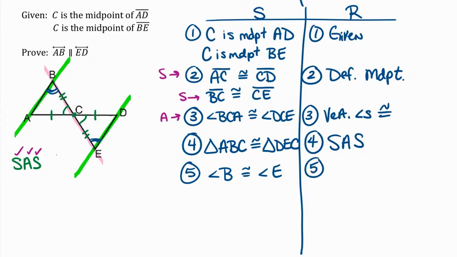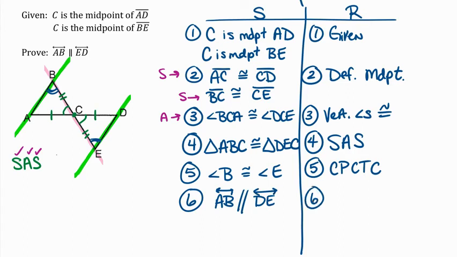And our reason would be that they are corresponding parts in congruent triangles. So they're congruent, or CPCTC. Now that I know those two angles are congruent, I can now say that line AB is parallel to line DE. And my reason, if you remember this back from a couple units ago, is that if I know alternate interior angles are congruent, then that means that I have parallel lines. Ta-da!